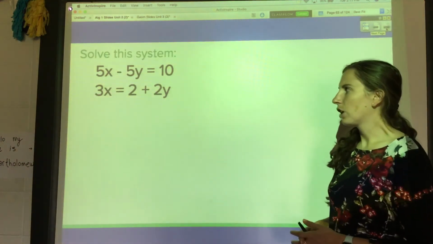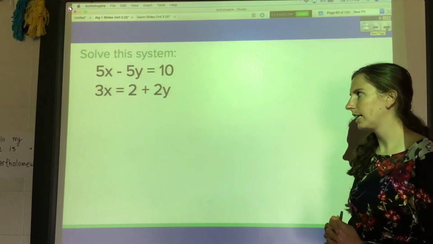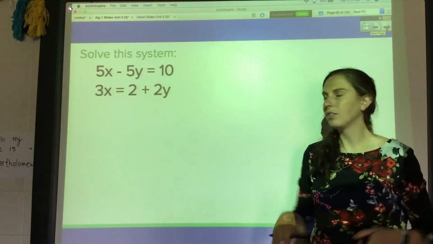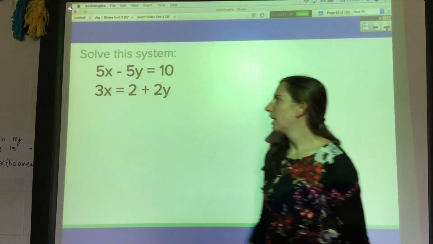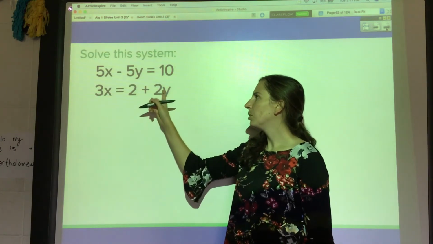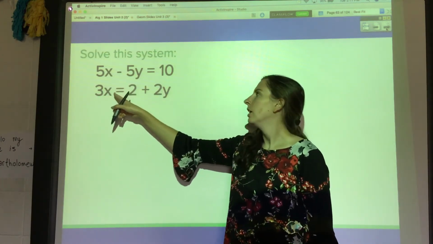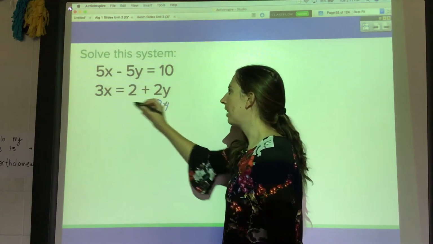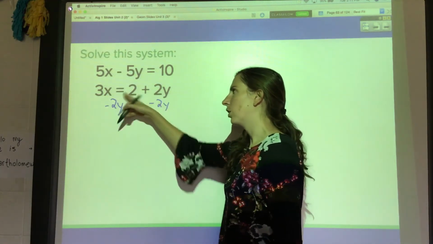All right, let's try another one. On this one, we're going to need to rearrange a bit. In order to do the whole elimination thing, we need the variables to line up. And so I've got my x and x lined up, but I need to move the 2y over so it lines up with this y. So I'm going to subtract 2y from both sides to get it over there.